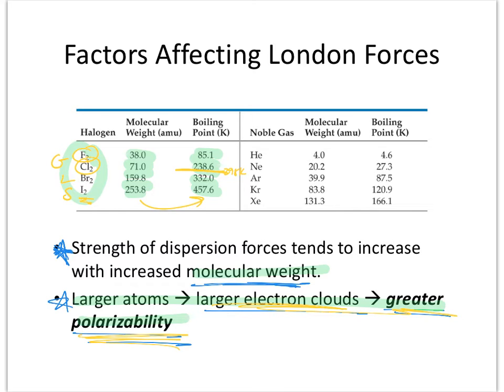The same rule would apply here for your noble gases, right? The boiling point of helium is close to absolute zero versus xenon, which has a much higher boiling point. These are obviously all gases at room temperature, but why is xenon's boiling point so much higher than helium's? Larger atoms, larger electron cloud, more highly polarizable.